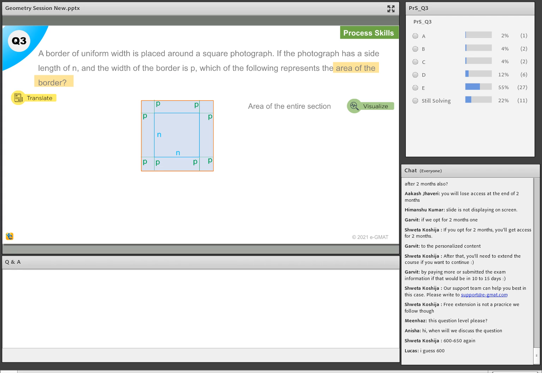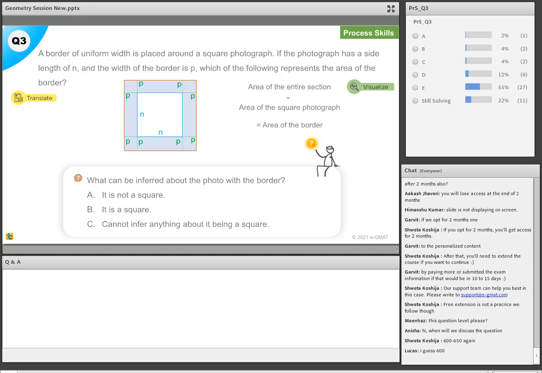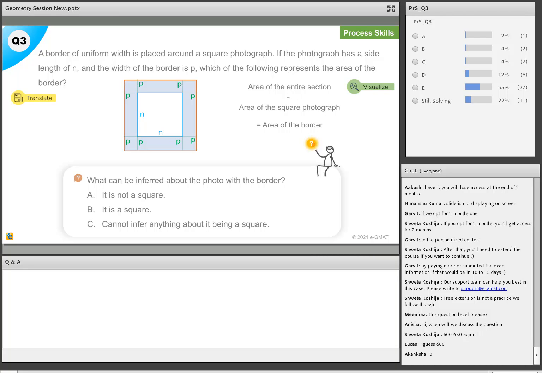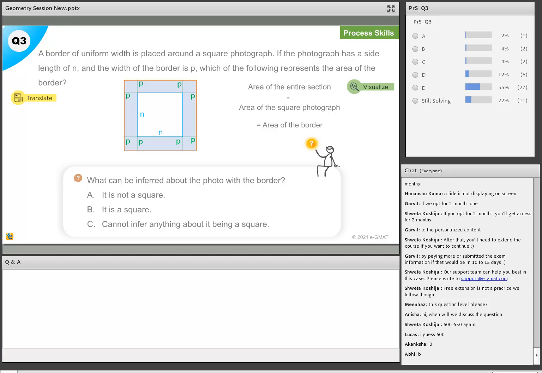Then I need to find out the area of the border. Now, the area of the border can be calculated by subtracting the area of the square photograph from the area of the entire section, right? The area of the entire border plus photograph minus the area of the photograph would give you the area of the border. So that is the intent in this question. So please tell me which of these 3 points do you think is correct given the question statement?